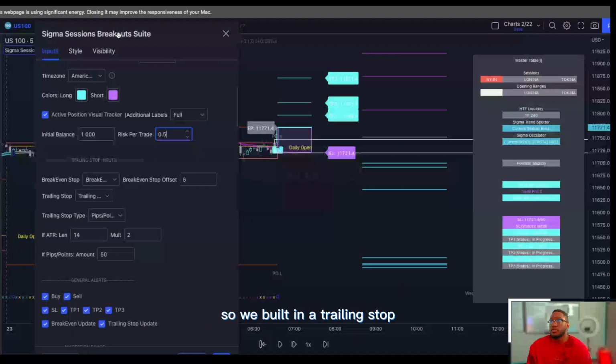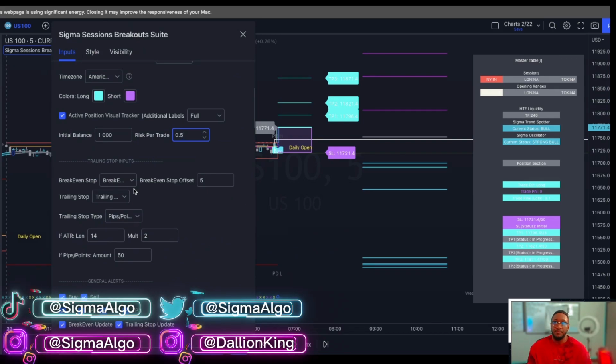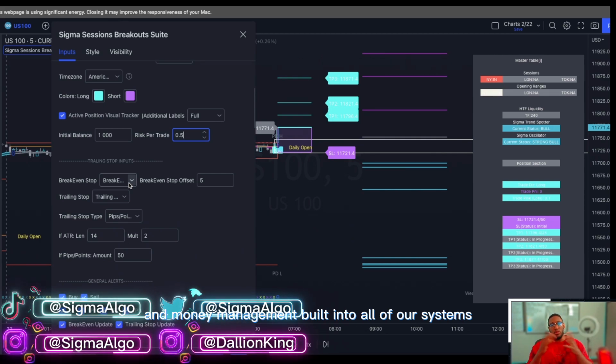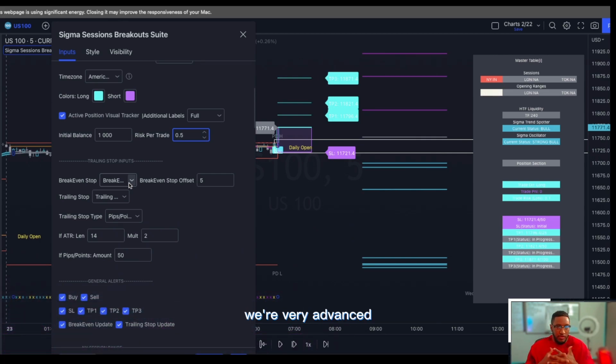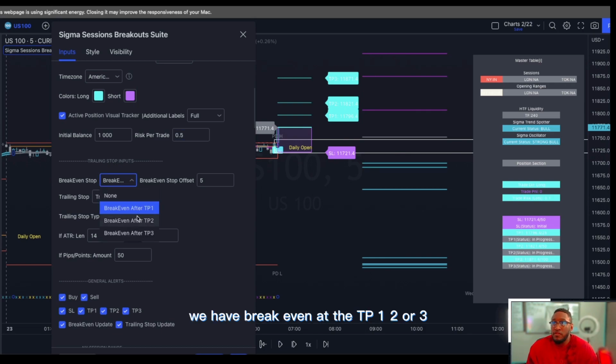Trailing stop inputs. So we built a trailing stop into the system, right? There's a lot of trade management and money management built into all of our systems here at Sigma Algo. We're very advanced. We know that everything is more than just the strategy. You also have to have proper trade and risk management. So our trailing stop inputs, we have break even at the TP1, 2, or 3, and then break even offset.